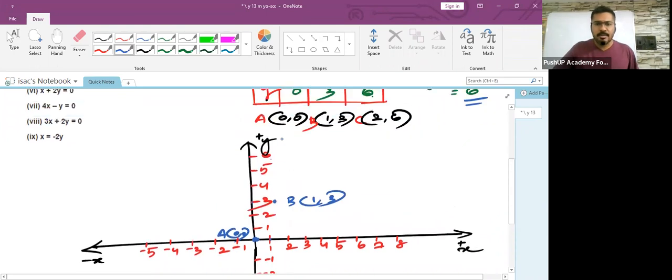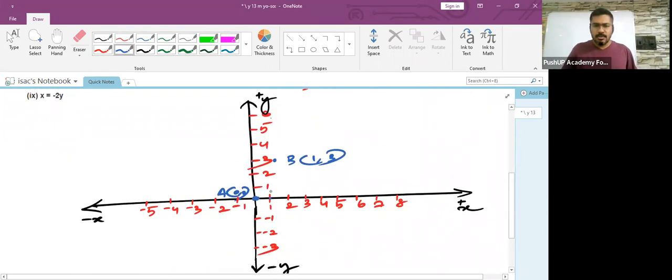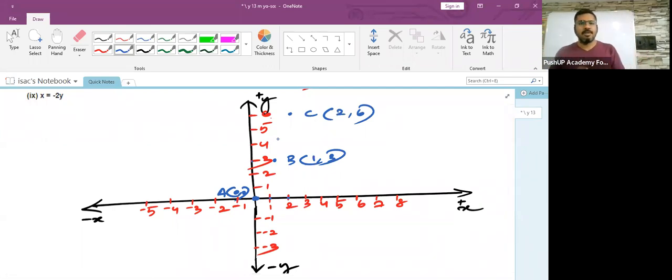The next point, 2, 6. So 2 on the x-axis, 6 on the y-axis. So 2, 6, where will it come? Over here. Right? So this is your point C, whose coordinates are 2, 6. You plotted all the 3 points. Once you plot all the 3 points, you have to draw the graph.